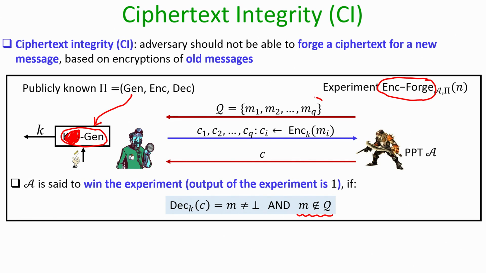So, these queries for which the adversary has got the encryption correspond to the previous encryptions or the ciphertexts which the adversary has already seen, and based on that the adversary's goal is to come up with a forgery, namely a new ciphertext which when decrypted gives you a plaintext which does not belong to the set of queries Q. Now you might be wondering why we are putting this restriction that the decrypted plaintext that we obtain after decrypting this C should not belong to this set of queries Q.